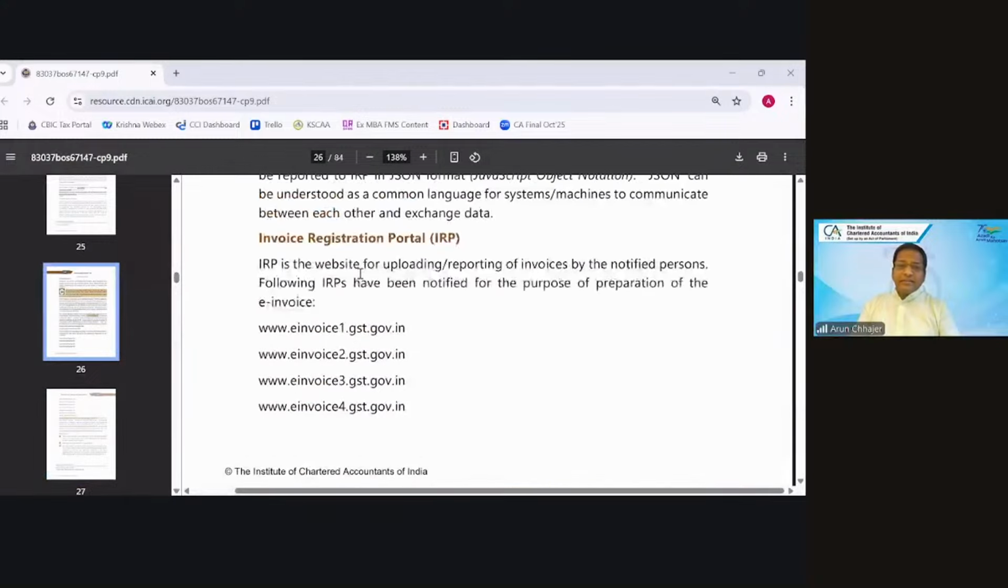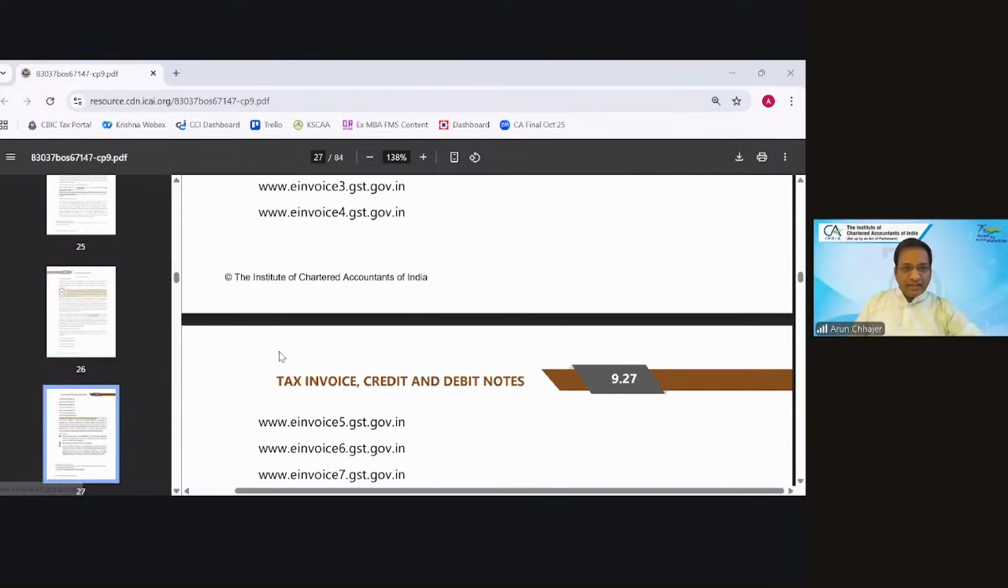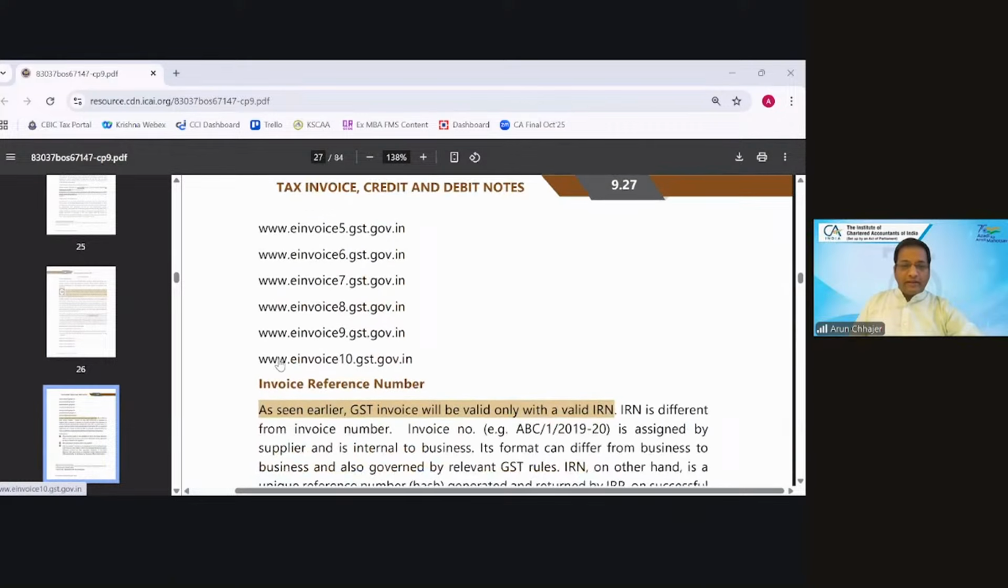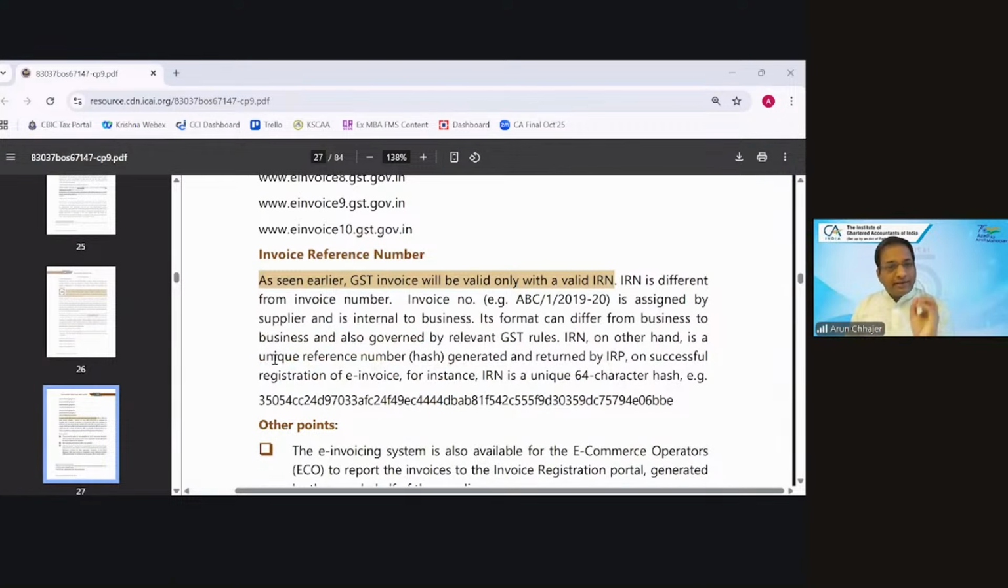These are the IRP, invoice registration portal. Give me 1 minute. These are the IRP for uploading or reporting the invoice. E-invoice 1, I have shown you that there are 10 portals available. IRN. What is IRN? A GST invoice will be valid only if it has the valid IRN.